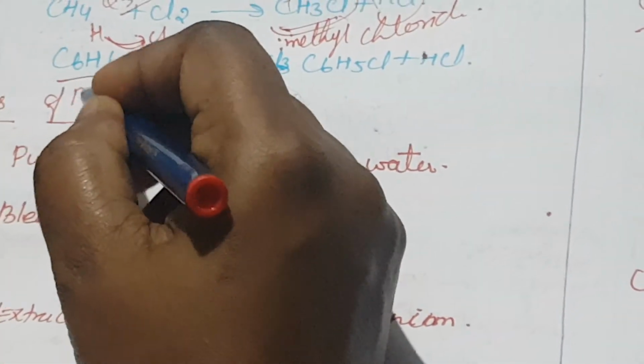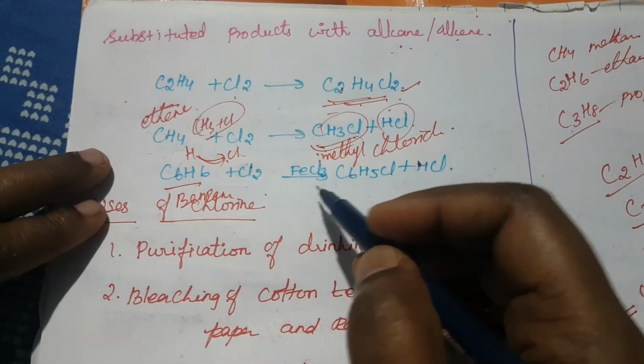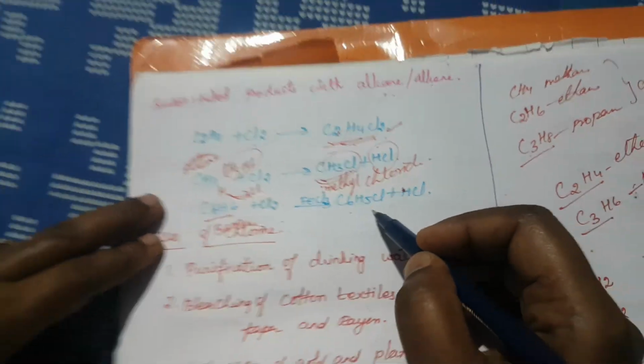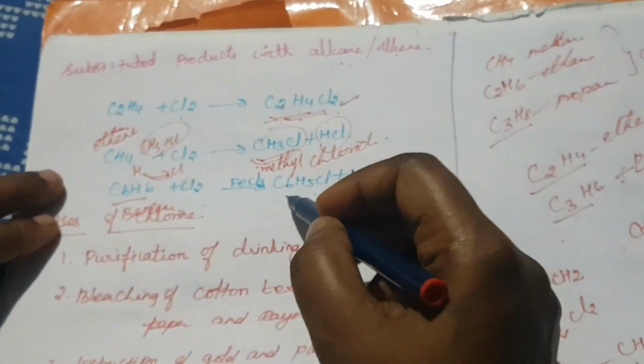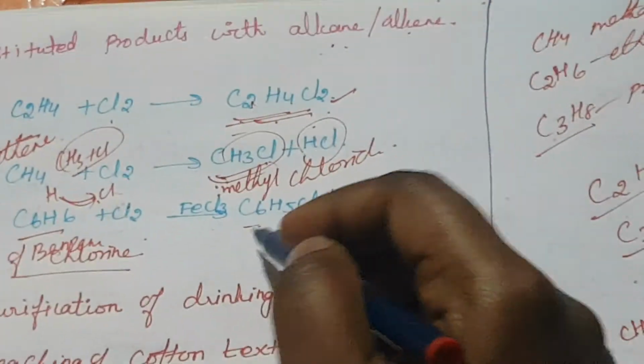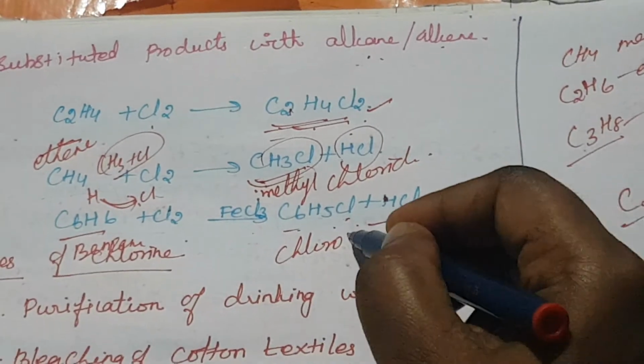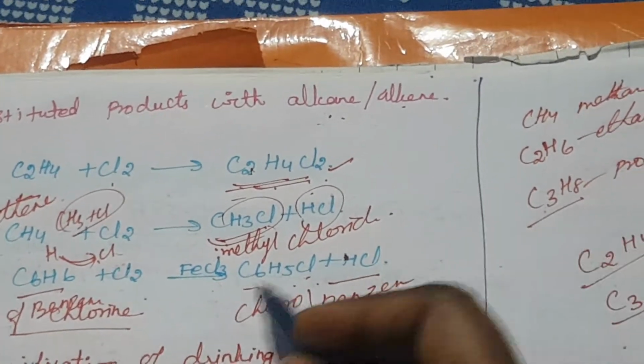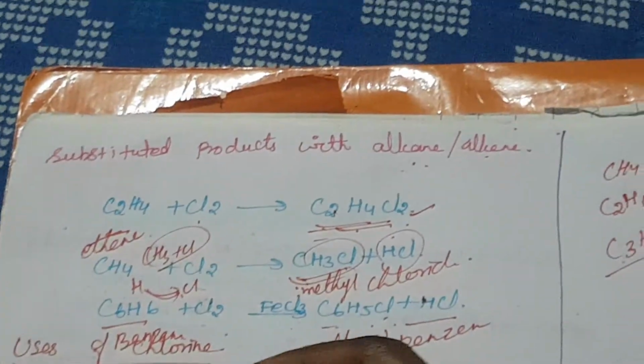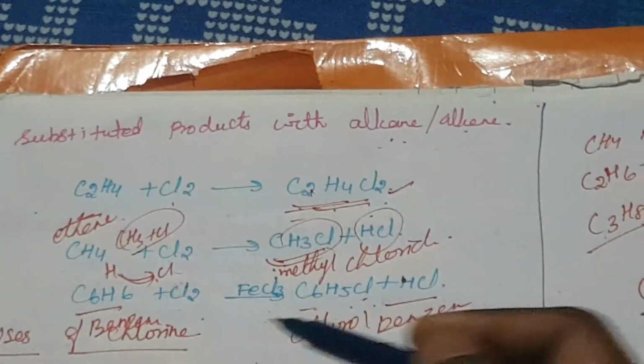That is benzene. Benzene reacts with chlorine in the presence of ferric chloride to form C6H5Cl plus HCl. Okay, so this is another one, chlorobenzene. So this is called chlorobenzene, with hydrochloric acid as a byproduct. So finally we are going to study the uses of chlorine.